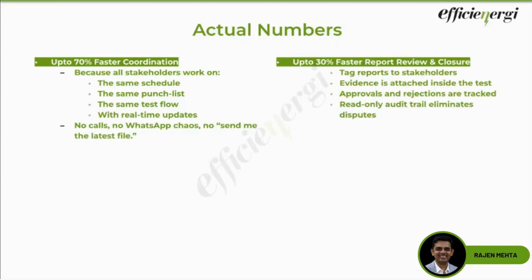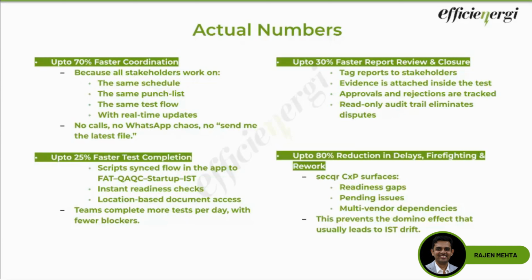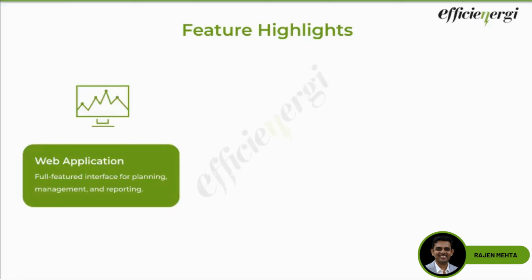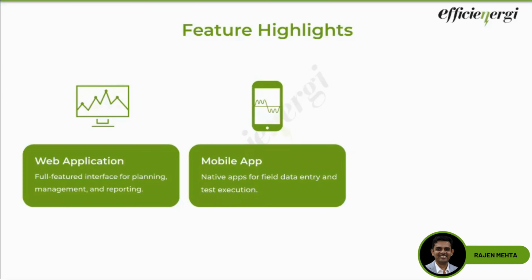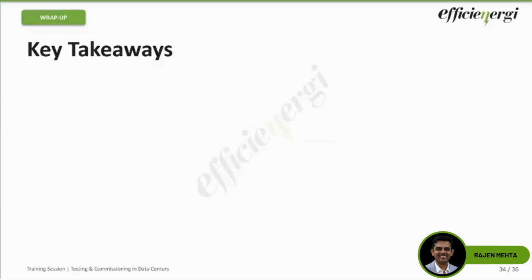More than 70% faster coordination, 30% faster report review and closure, 25% faster test completion, and 80% reduction in delays, firefighting, and rework. So I'm not going into too much detail. We can discuss that if anybody is interested to go into more detail. And these are the main features: web application, a mobile application, and an offline capability. All of these three work together for anyone who is really interested to leverage it.